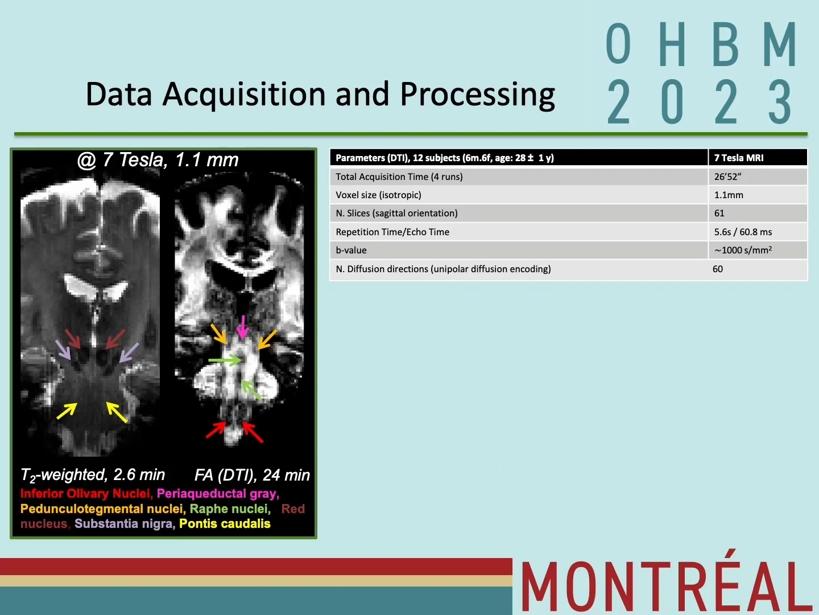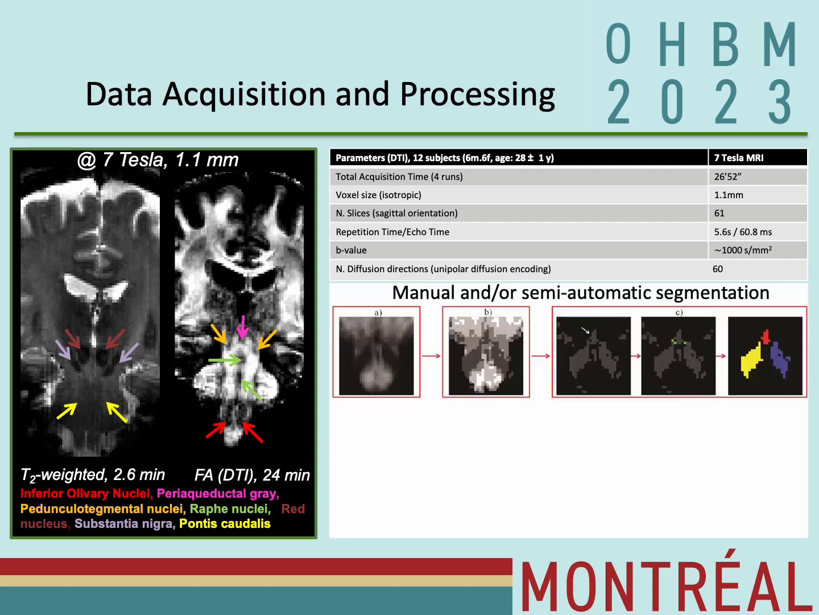In 12 subjects, we acquired multi-contrast 1.1 mm isotropic resolution echoplanar images at 7 Tesla, including a T2 weighted image and diffusion weighted images, from which we computed the fractional anisotropy, and which enabled the visualization of brainstem nuclei on a single subject level, as shown here.